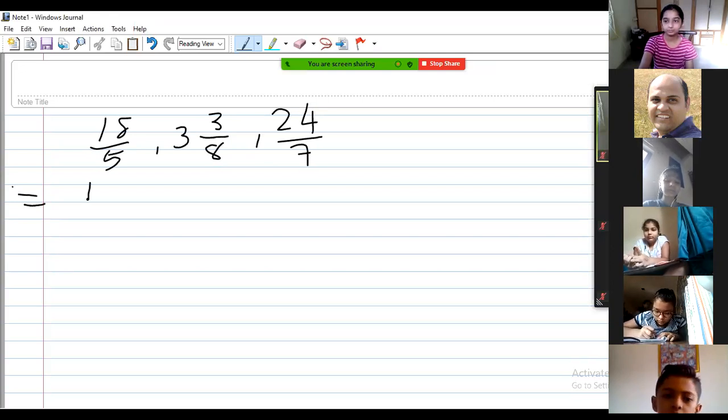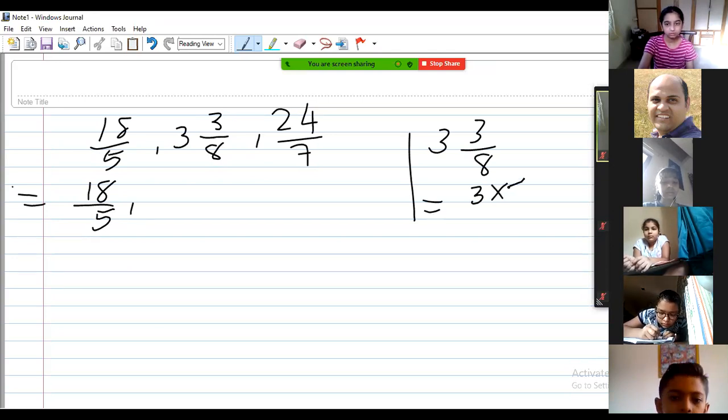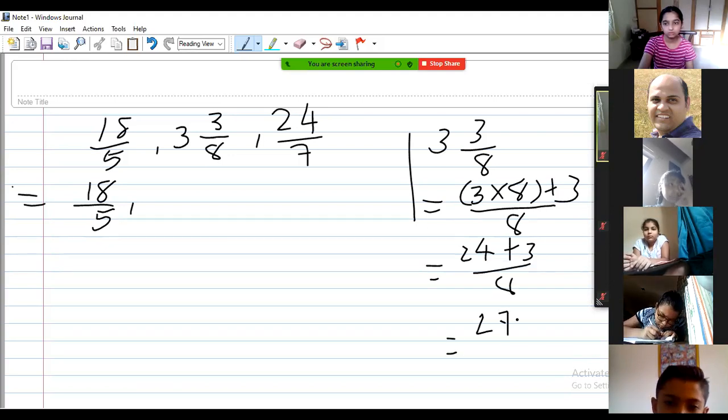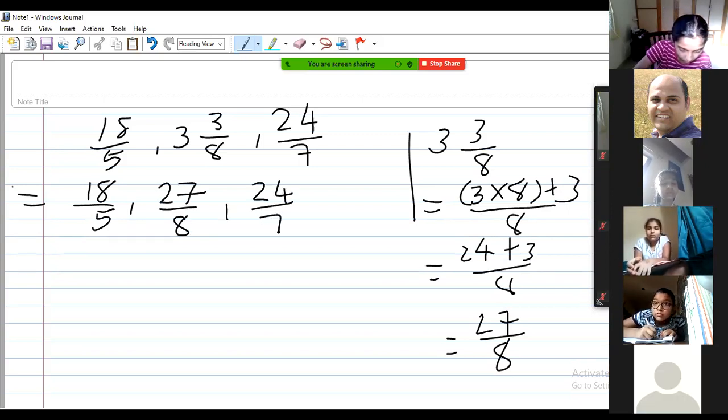Next step is 18 upon 5. This mixed fraction, we have to convert it into an improper fraction. So how to do that? 3 whole 3 upon 8 is equal to 3 into 8 plus 3 upon 8. That is 24 plus 3 upon 8, which becomes 27 upon 8. All right? So this becomes 27 upon 8 and we have got 24 upon 7. This is the first example.